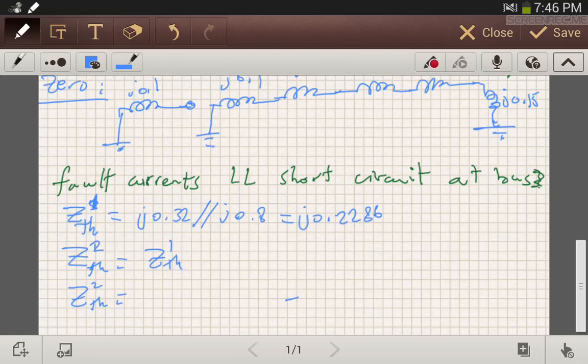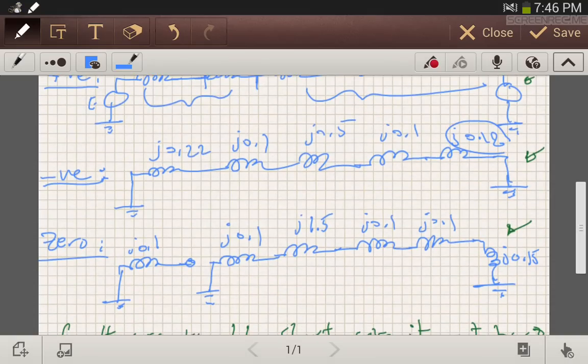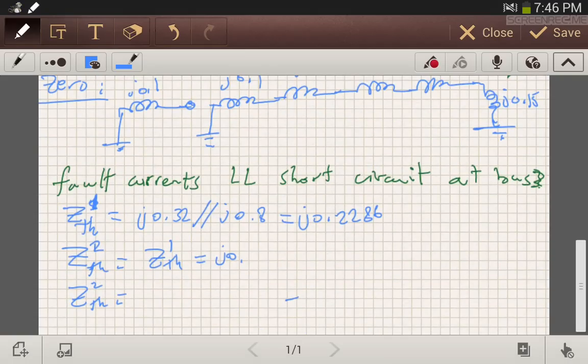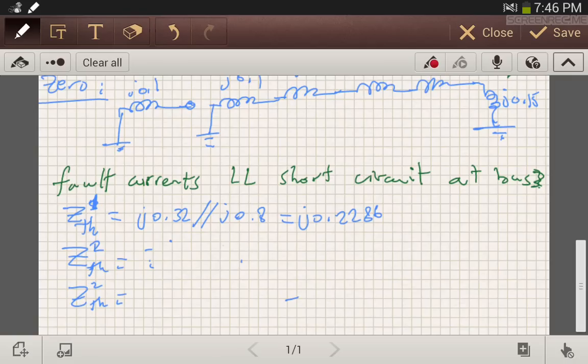And this is the positive sequence impedance, and the negative sequence is equal to the positive sequence, let me check. No, it's not the same because we have here 0.18, so it's going to be something else. J.32 in parallel with J.78, which will equal J.2269.